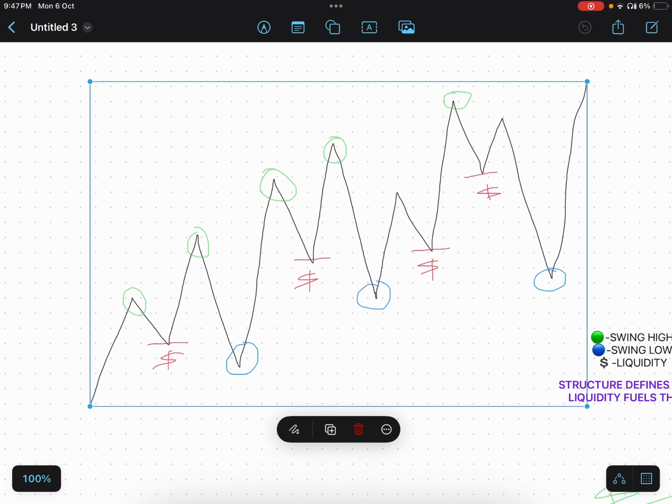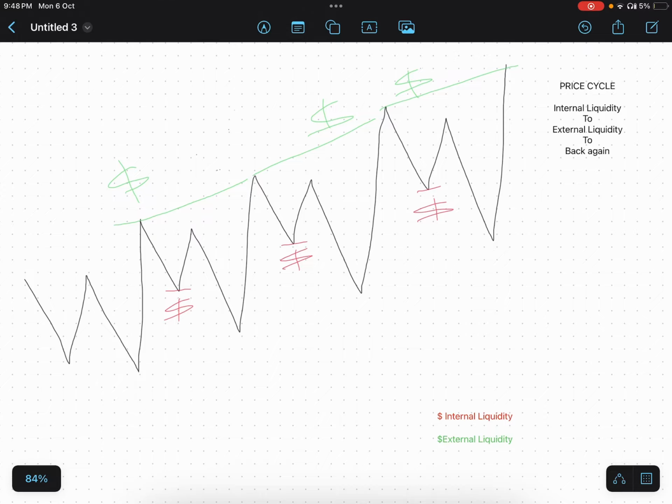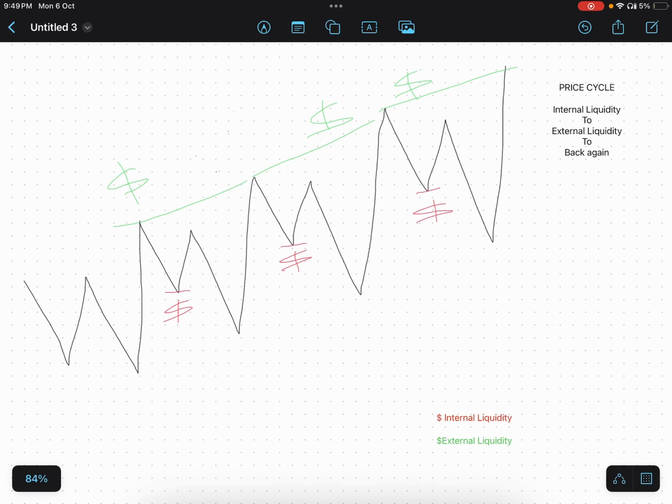Now, how the price cycle moves. The price cycle moves from internal liquidity to external liquidity. After taking external liquidity, the price moves the same way to internal liquidity. After taking the internal liquidity, the price moves to the external liquidity. So always the price moves with the concept of liquidity to liquidity. Understand? Internal liquidity to external liquidity and external liquidity to internal liquidity. So this is how the price moves.